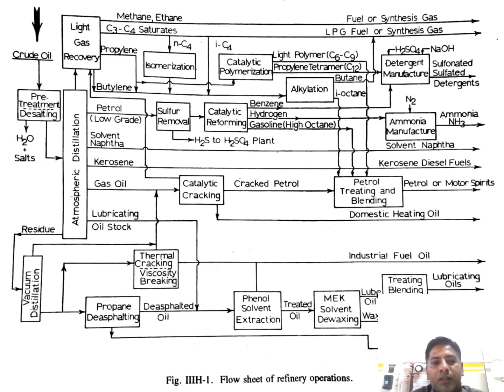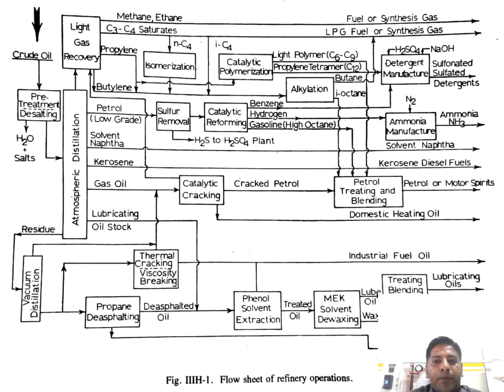Before that, there are the middle distillates: petrol, solvent naphtha, kerosene, gasoline and lubricating oils. The above light distillates are recovered by using light gas recovery: methane, ethane, propane, butane, pentane, heptane, and fuel or synthesis gas. The second product is the C3 to C4 saturates, the LPG fuels or synthesis gases. From that there is also the isomerization process, the catalytic isomerization process.